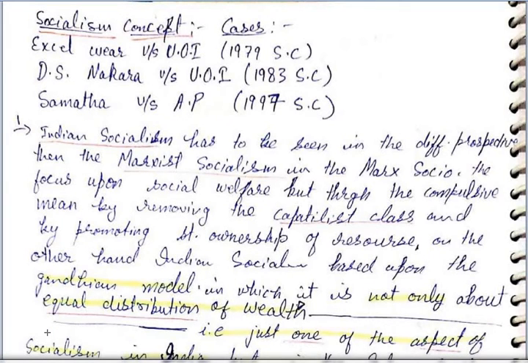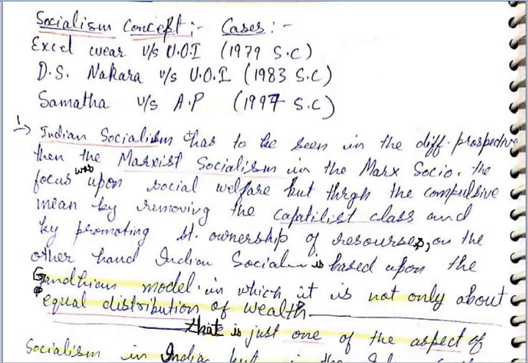So write down these cases on socialism concept. Whatever we have discussed is from these cases. Axel Weir versus Union of India, 1979 Supreme Court. D.S. Nakara versus Union of India, 1983 Supreme Court. Samatha versus State of Andhra Pradesh, 1997 Supreme Court. Write down the full State of Andhra Pradesh.